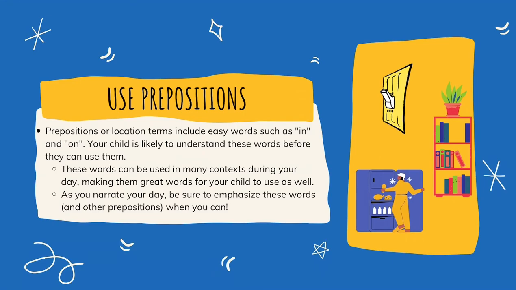Prepositions are also some of the earliest words your child can understand and sometimes use as well. Prepositions are location terms or spatial terms, and they include some easy words such as in or on, and these are words your child is likely to understand before they can use. You'll see them following directions that may include these words before they use them on their own. That's why it's important to make sure that you are exaggerating these words when you're modeling them with your child.